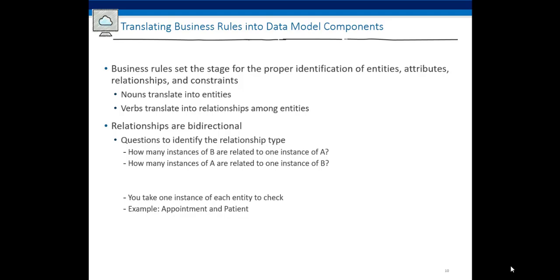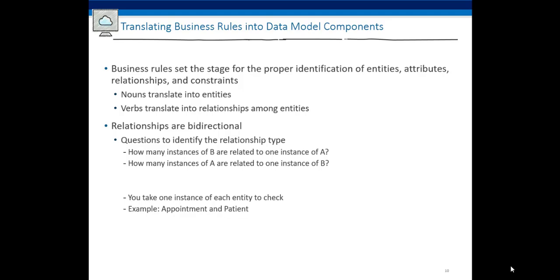When you're describing the business, if you hear a noun, you're going to think entity. If you hear a verb, you're going to think a relationship among the entities. Now, relationships are bidirectional. For example, how many instances or how many records of the entity B are related to records in entity A. Then you got to go around the other way. How many instances in entity A are related to one instance of entity B?